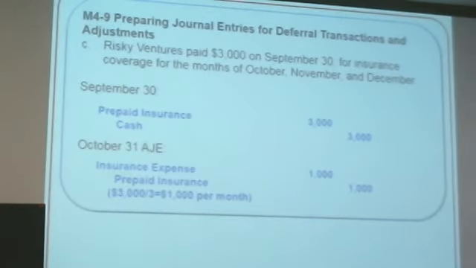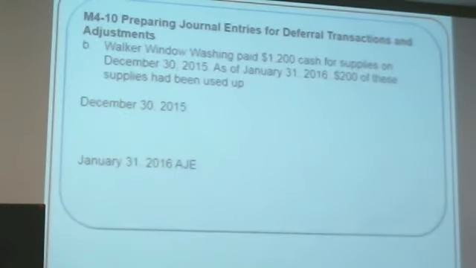Any questions on that? I have one more. Walker Window Washing paid $1,200 cash for supplies on December 30th, and as of January 31st, $200 of these supplies has been used up. So record the journal entry for the supplies being purchased, and then the adjustment to show what's been used.